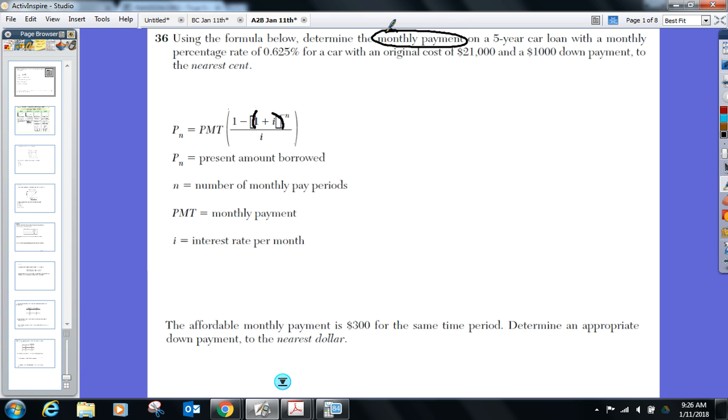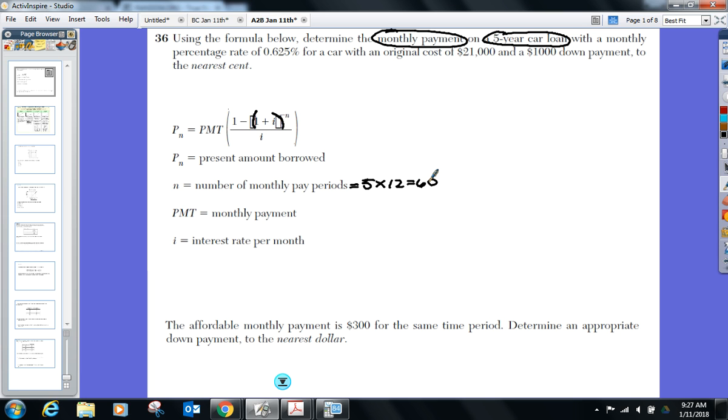That's monthly payment, PMT. So PMT is going to stay PMT. If you don't like the 3 letters there, just put an X there. On a 5-year car loan, anything that deals with time here is the number of monthly pay periods. So if it's 5 years, what can you do to find the number of monthly pay periods? Yep, 5 times 12, that'll give me 60. So I'm going to plug 60 in for n.